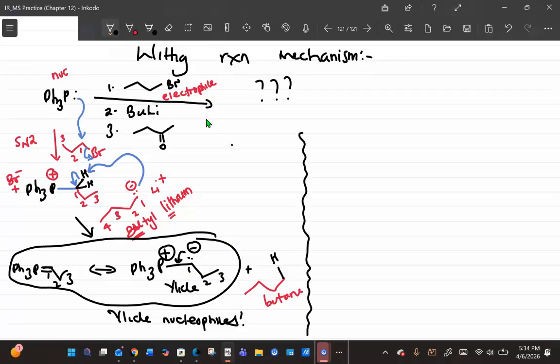So once you have your ylide, you bring it here. And this is how I survive with this next step. I make sure my oxygen is aligned with my phosphorus.